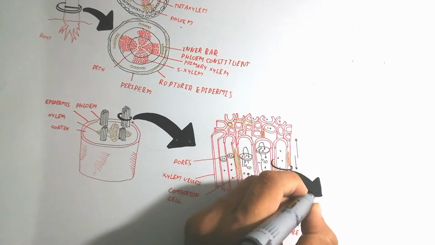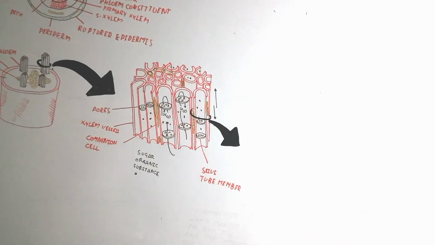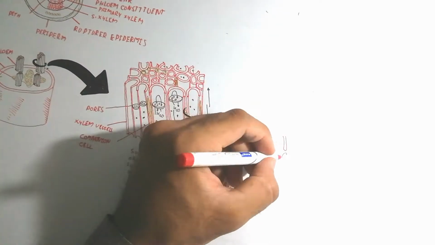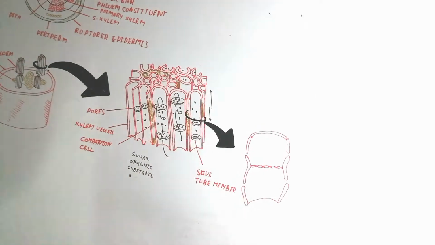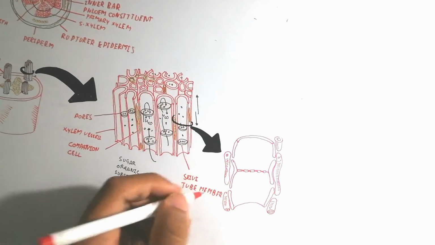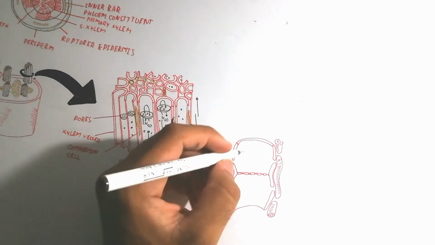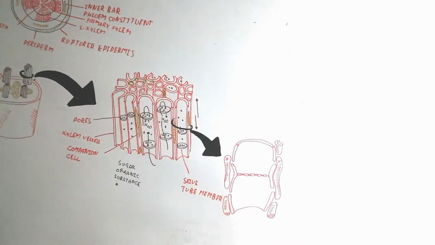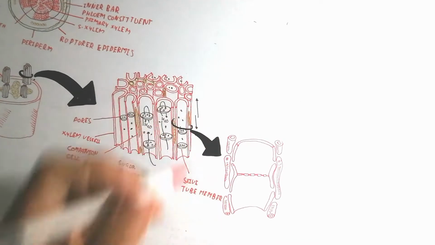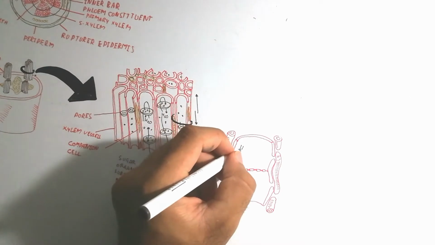So the companion cell is very important. They absorb the sugar into the companion cell, and they provide the sugar into the phloem. Also, the sugar is produced in the mesophyll cell of the leaf and goes into the companion cell, and the companion cell absorbs the sugar, and that sugar goes into the phloem. So phloem translocates the sugar upward and downward.